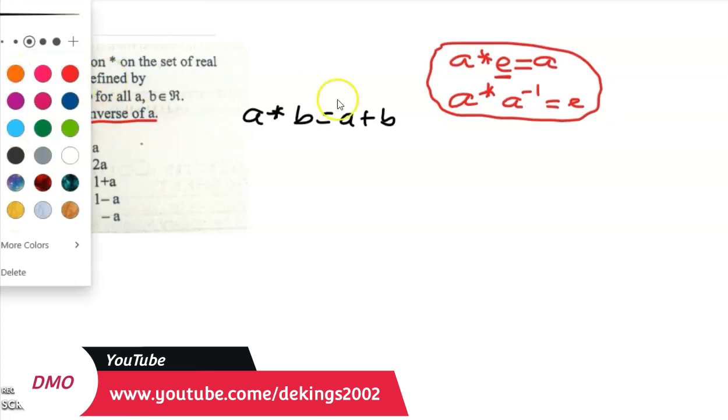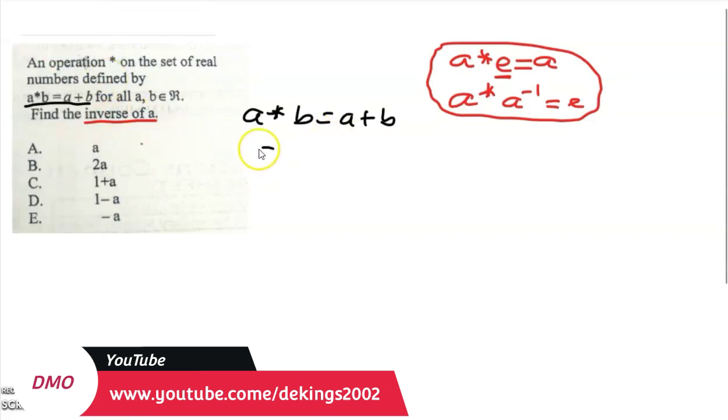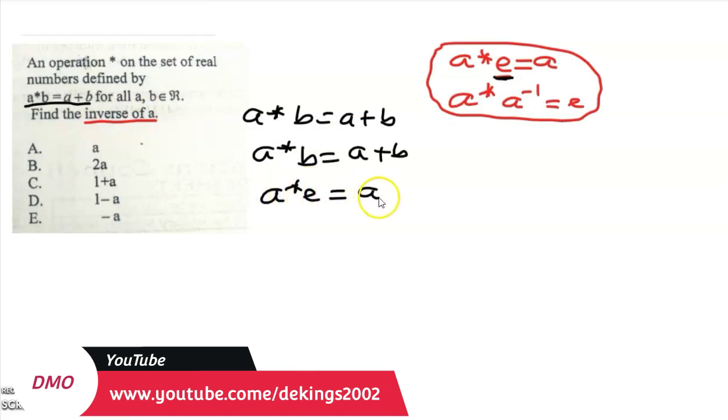So, if we have A asterisk B, which is equal to A plus B, then for us to get the inverse of A, we first of all look for our identity. So we're going to say A asterisk E is equal to A. Then since A asterisk B is equal to A plus B, we're going to apply that here now. So we're going to say A plus E is equal to A.